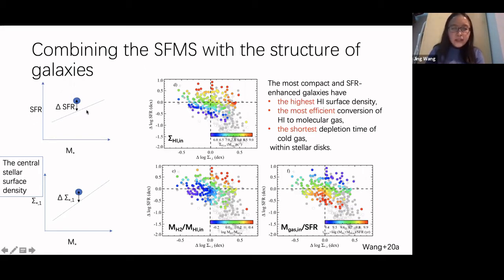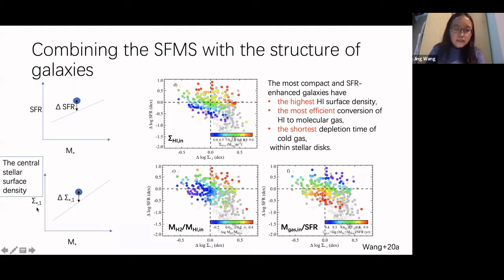We will make use of the delta star formation rate, delta central surface density diagram. What is this diagram? In the local universe, for star forming galaxies, there is a relation between the star formation rate and the stellar mass. That is called the star forming main sequence. We can measure the distance of galaxies from the main sequence. So delta star formation rate is a measurement of star formation rate enhancement. If it is negative, it is a measurement of star formation rate suppression, right?